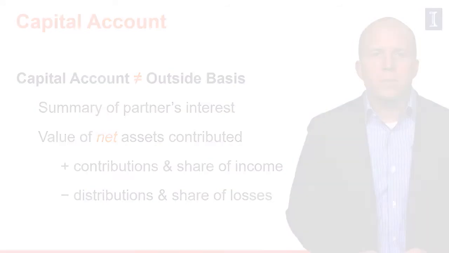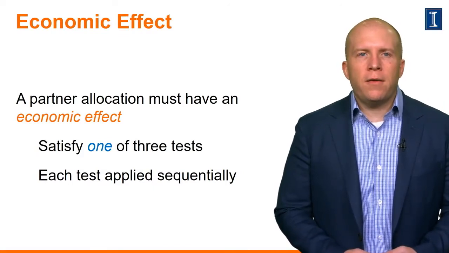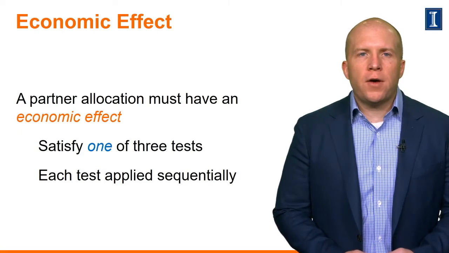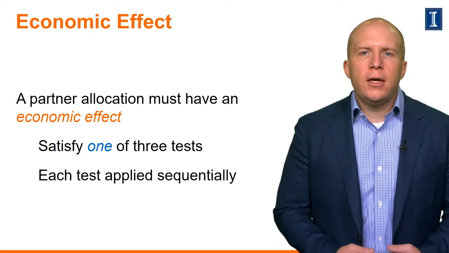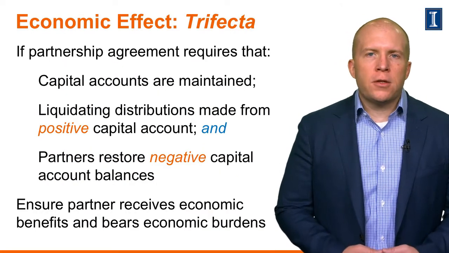To be respected for federal tax purposes, an allocation to a partner must have an economic effect, which is deemed to exist if the allocation satisfies one of three tests. Each test is applied sequentially. Let's call the first test the trifecta.